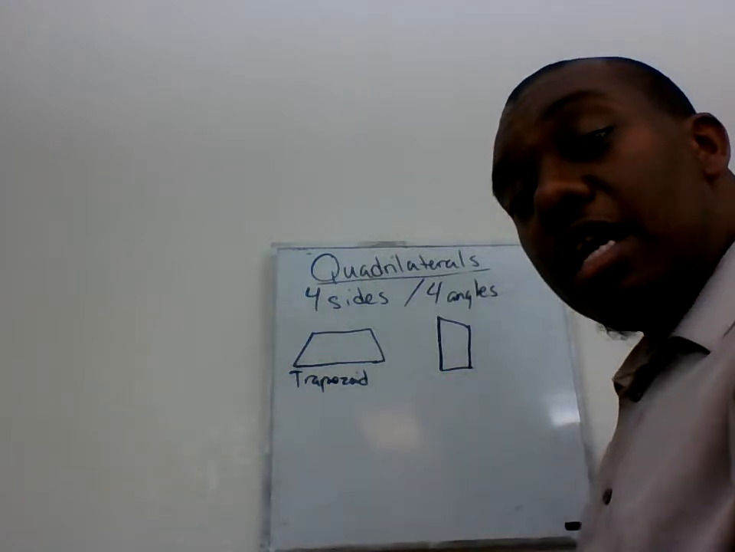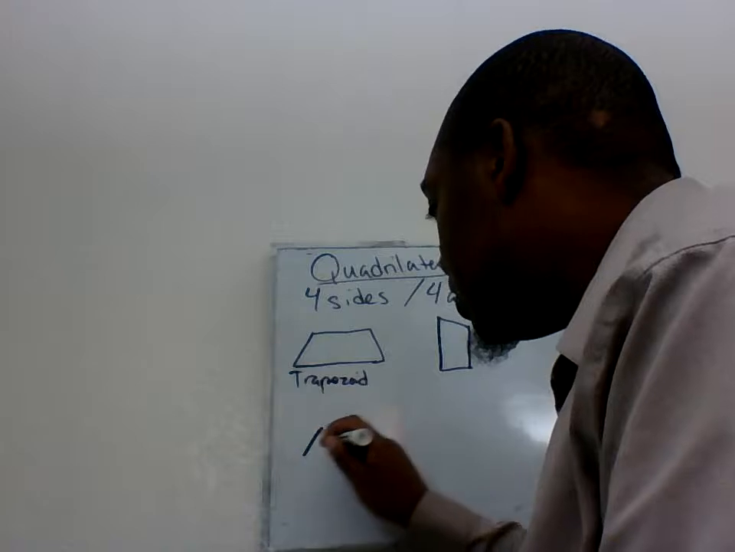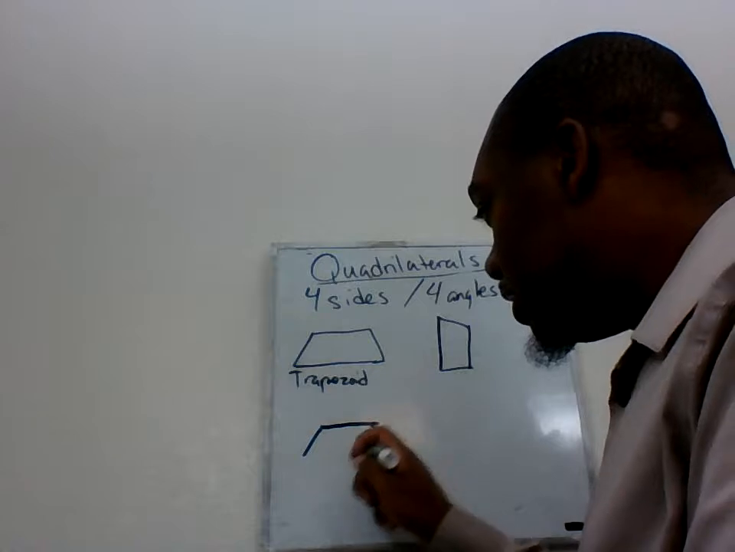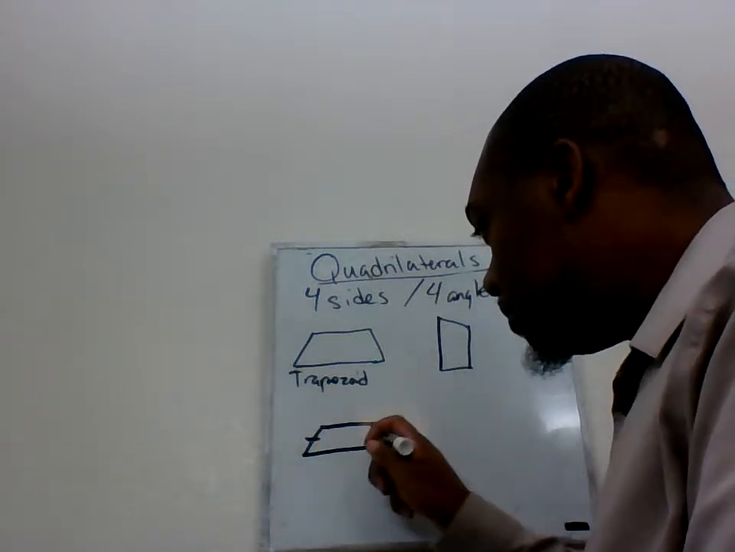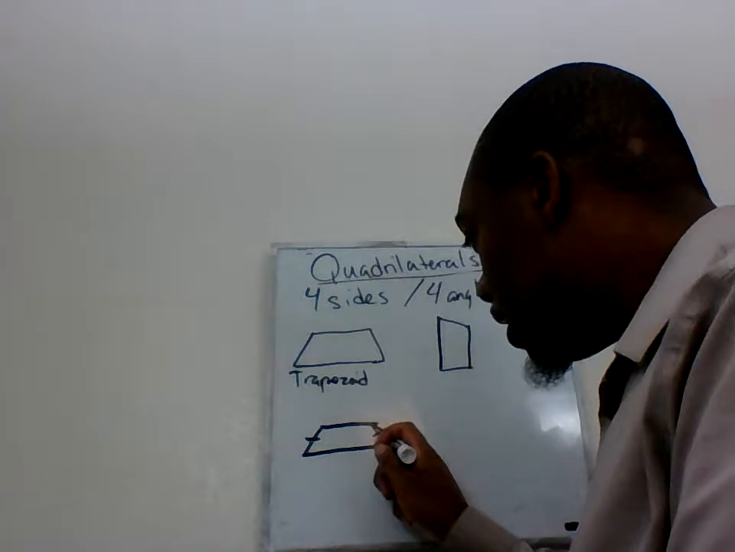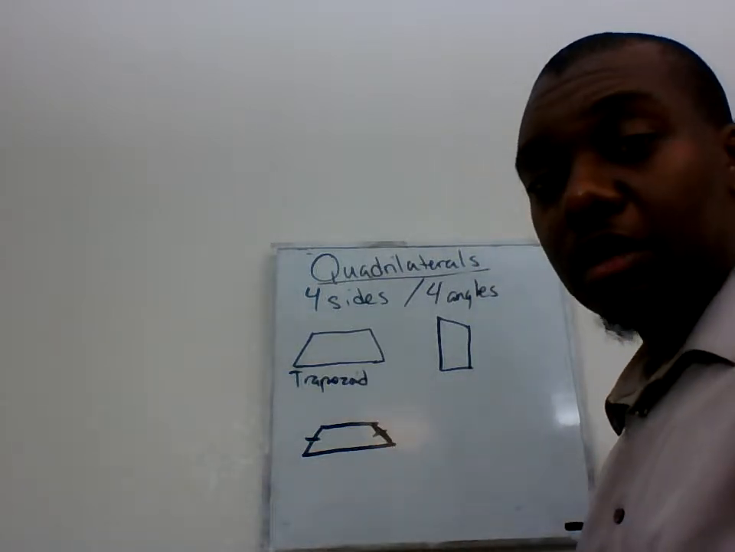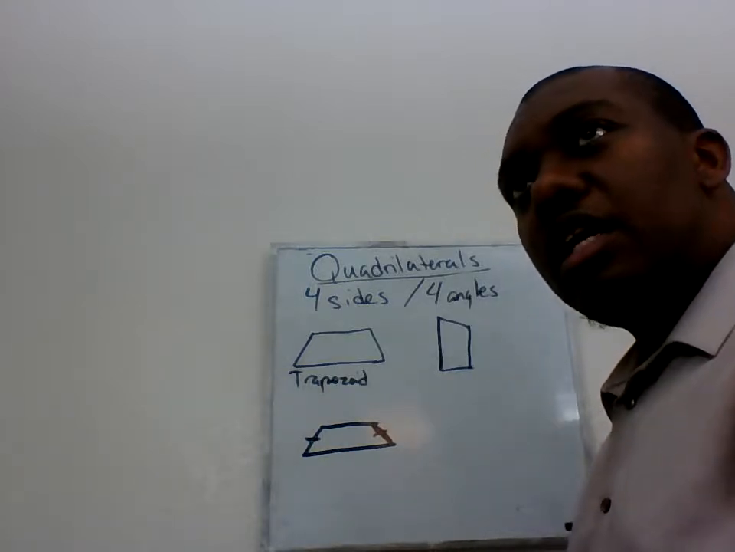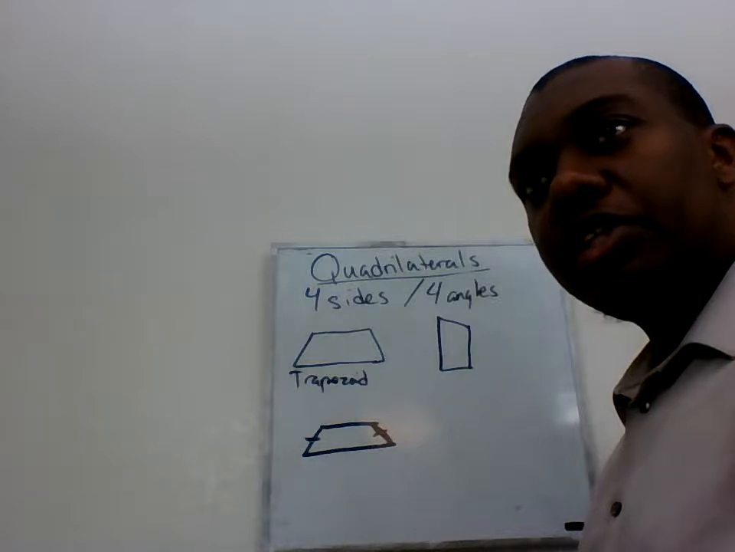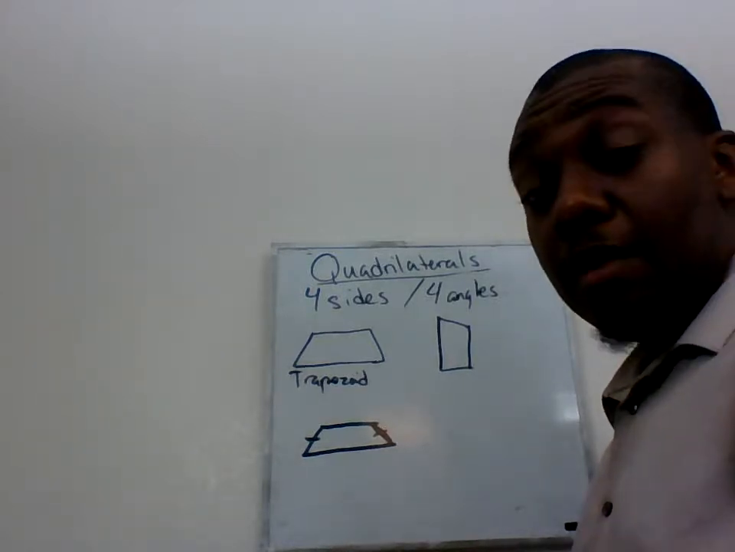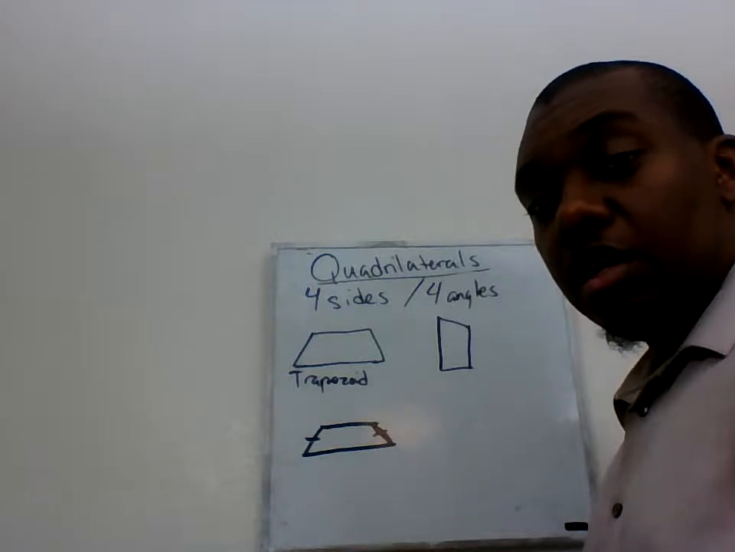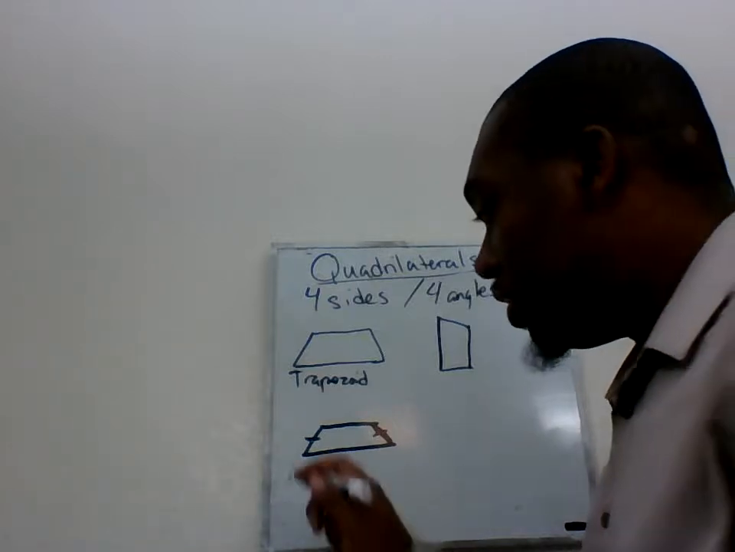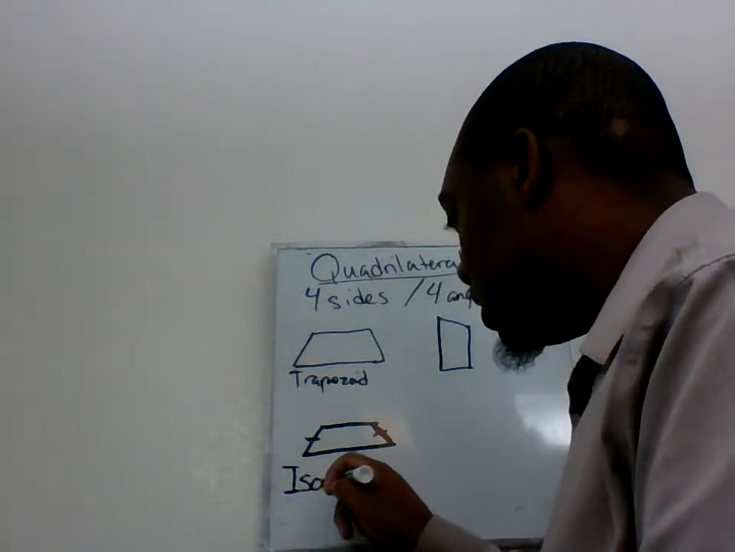But there is a special case of trapezoids, and that's where its two legs are congruent in measurement. So we have opposite sides parallel, but these two sides here are called legs, which we'll talk about later. But if the legs are congruent, have you ever seen a shape where you had two sides congruent? You have an isosceles triangle. It was called isosceles because it had two sides congruent. Well, we have two sides congruent here in the trapezoid. We call this an isosceles trapezoid.